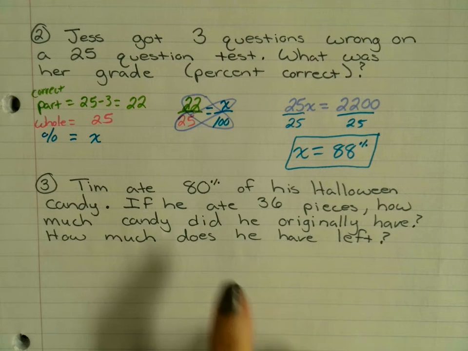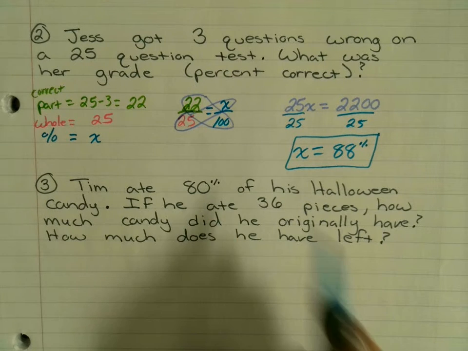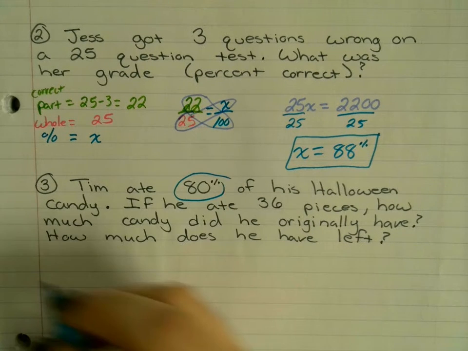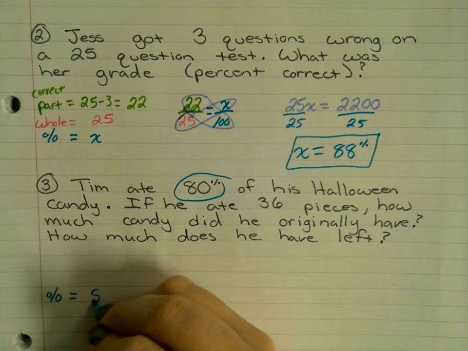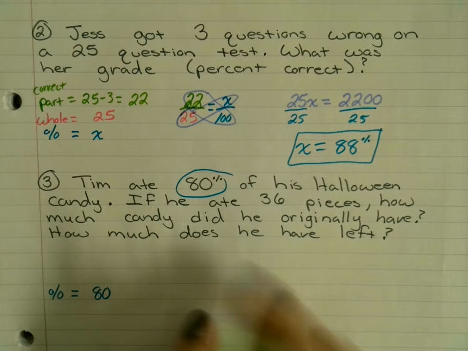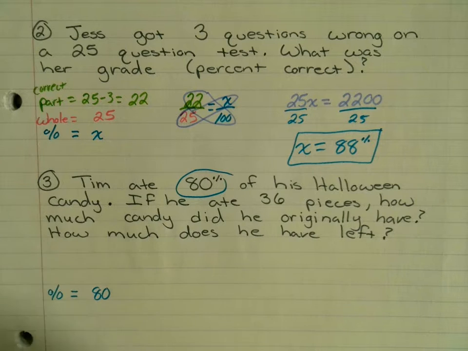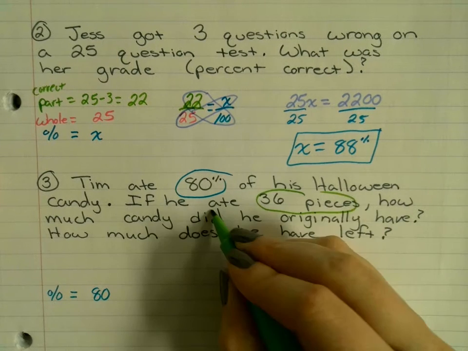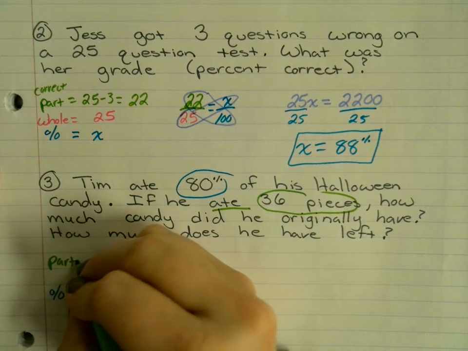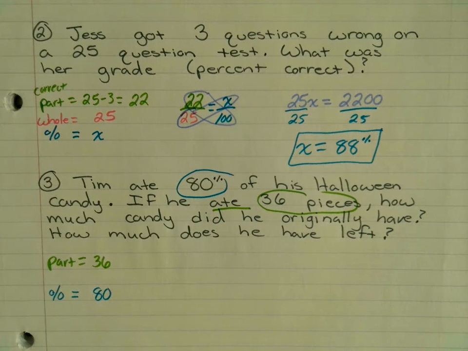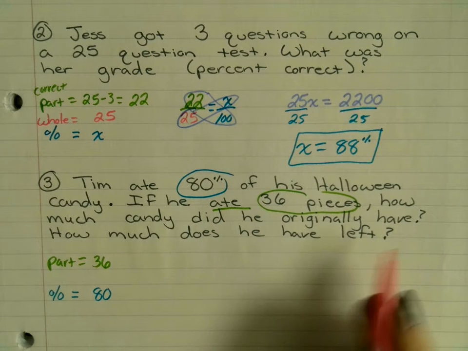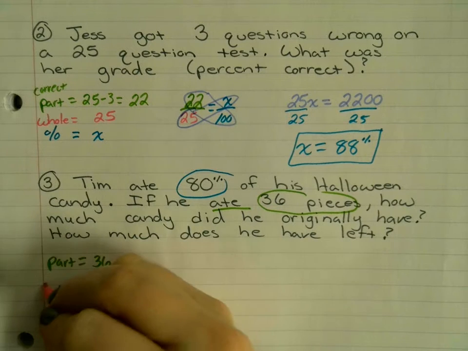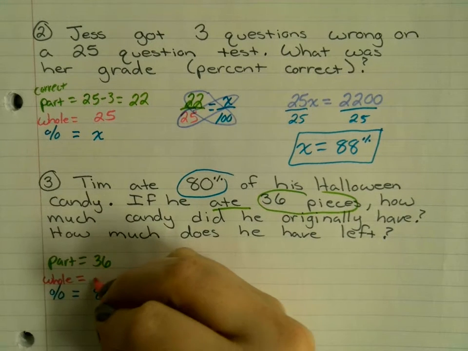Okay, so we do know a percentage. He ate 80% of his candy. So there's our percent. Now, he ate 36 pieces. Is that a part or a whole? Part, right? He didn't eat all the candy. He only ate part of his candy. And 36 is what he actually ate. So that's going to be the part because that's what he actually ate. So we'll put part is going to be 36. The whole is what's missing. That's how much we're trying to figure out. How much did he actually have to begin with? So that's the whole. That's our x.